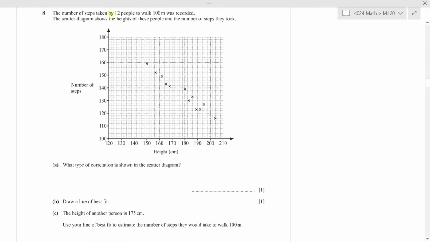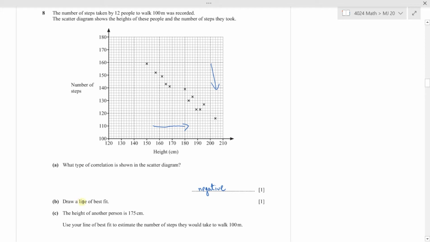Question number 8 is the number of steps taken by 12 people to walk 100 meter was recorded. The scatter diagram shows the heights of these people and the number of steps they took. So you have height on x-axis and number of steps on the y-axis. What type of correlation is shown in the scatter diagram? So this is a negative correlation, because as you increase the values on the x-axis, your y values are decreasing. So as you move towards the right, you're increasing on x-axis, but your values are decreasing on the y-axis. So it is a negative correlation.